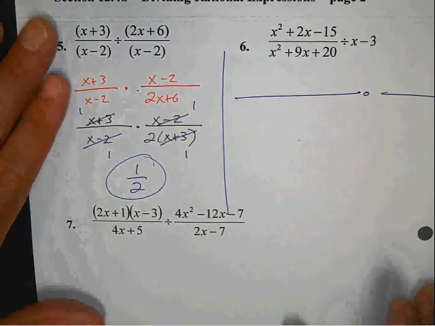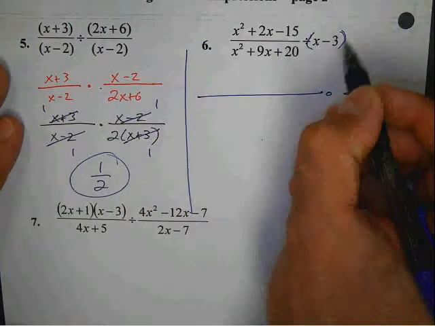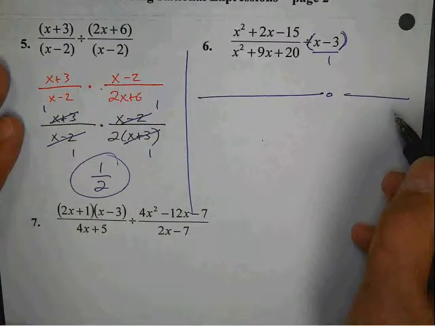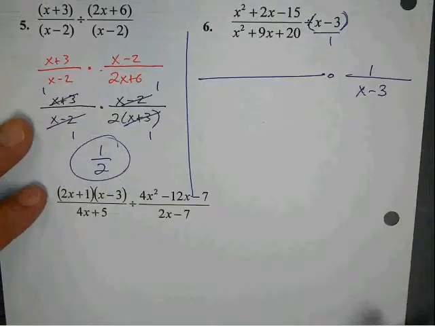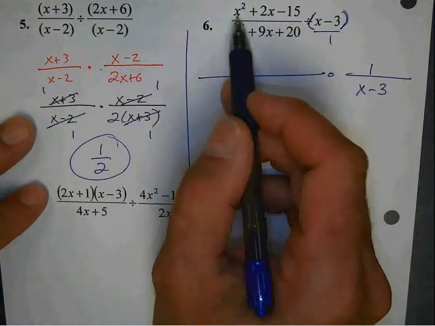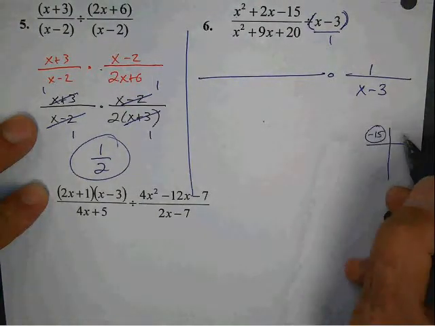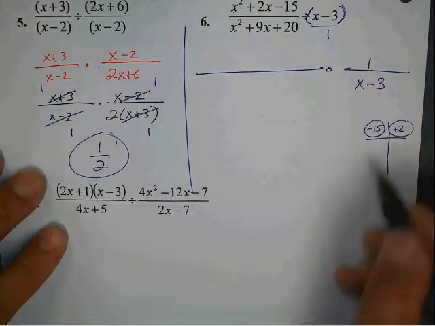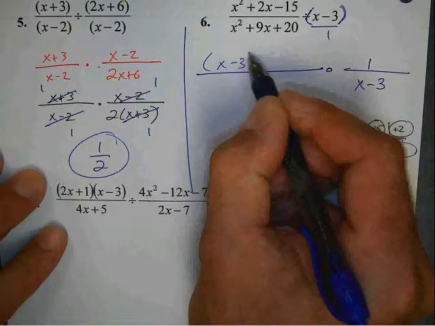All right, number 6. Let's kind of take this to the next level. If I'm dividing by x minus 3, where's that going to go? It's over 1. That's really over 1, so when I flip it, I have 1 over x minus 3. Now, look at this top. x squared plus 2x minus 15. What multiplies to negative 15 that adds to positive 2? What's that, John? Negative 3, positive 5. All right, so let's put those in on the top. x minus 3, x plus 5.